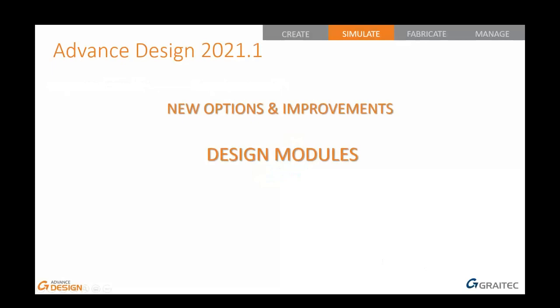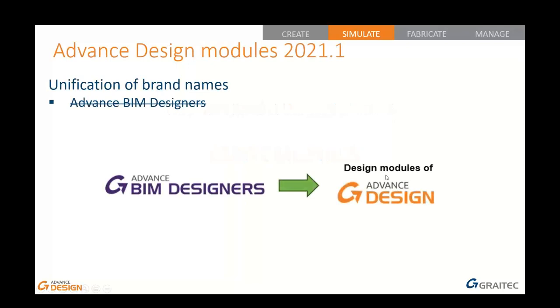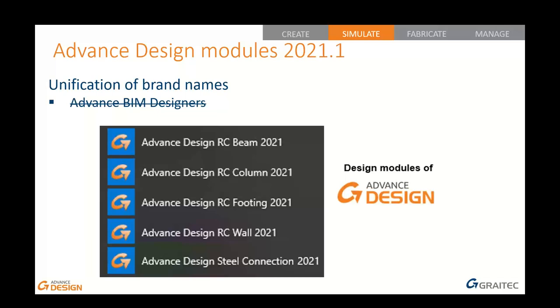Next slide. So now is the time for design modules which were called BIM Designers. As was mentioned by Joseph at the very beginning, in the current 21 version, we continue the process of unifying GRAITEC software brand names. So the design modules previously called Advanced BIM Designers are now just called design modules for Advanced Design. This rule also applies to names of all modules. So when you see the list of available modules, you can see just the names Advanced Design, RC Beams, RC Columns, RC Footing, and so on.